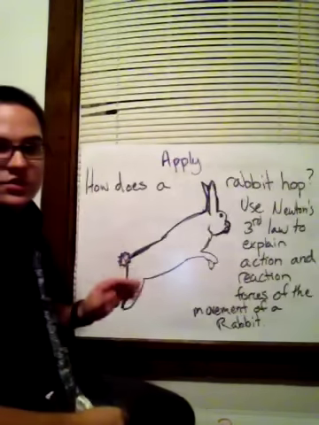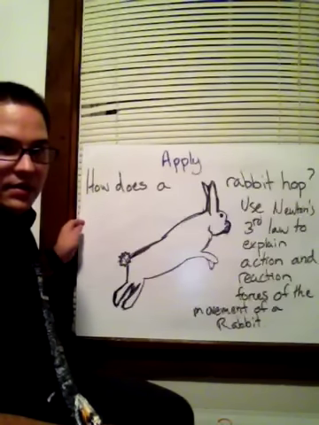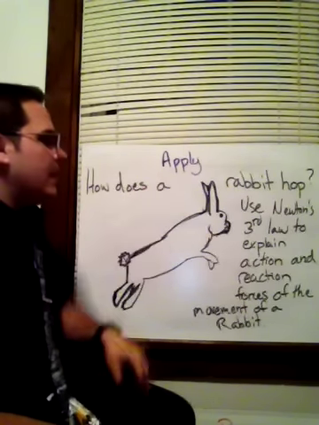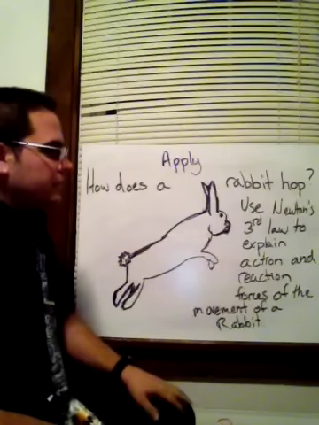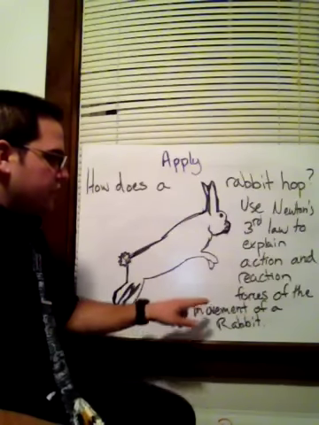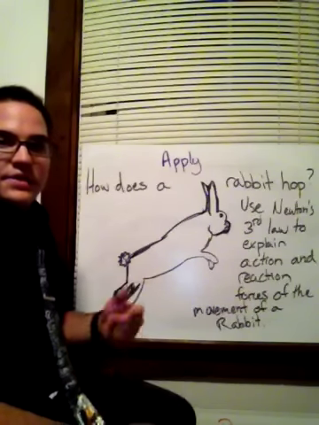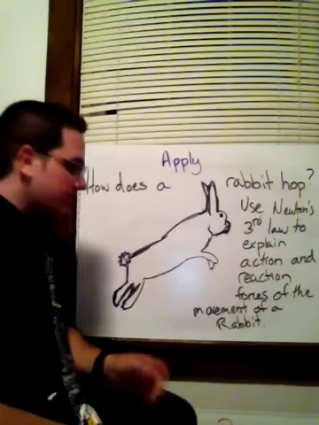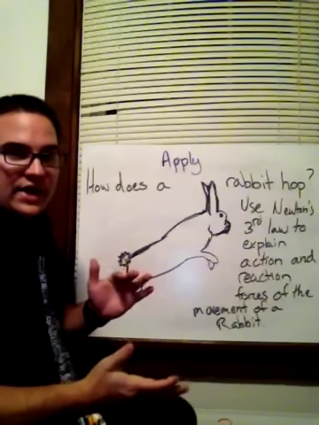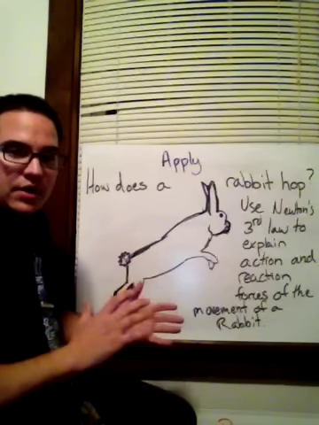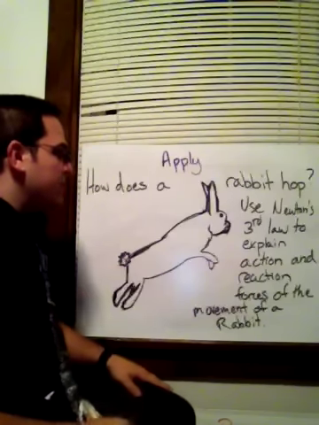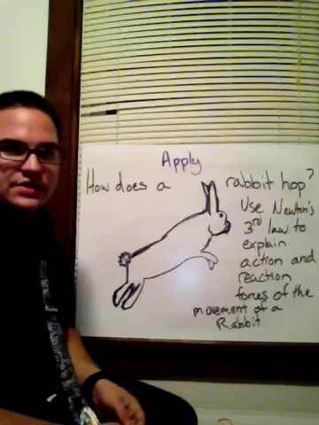So now what I want you to do is try and apply Newton's third law. How does a rabbit hop? Use Newton's third law to explain action and reaction forces of the movement of the rabbit. Take a look back at the video, at the other screens, to figure out where the action-reaction takes part. Remember that the rabbit's in motion, so think about where that action-reaction is taking place.